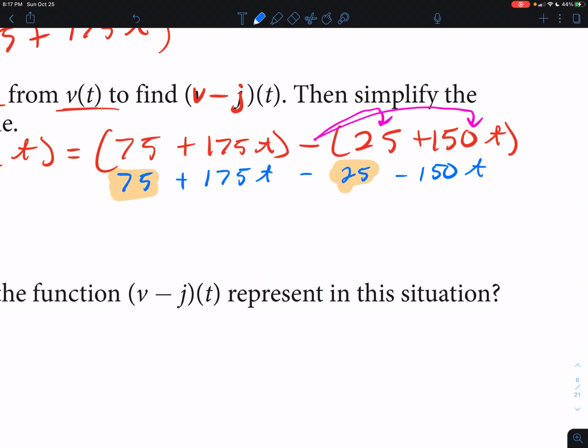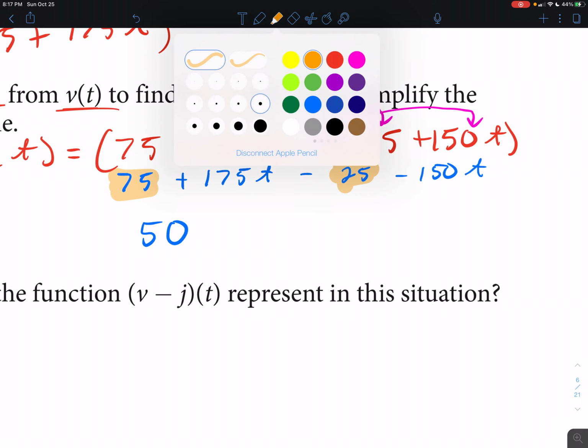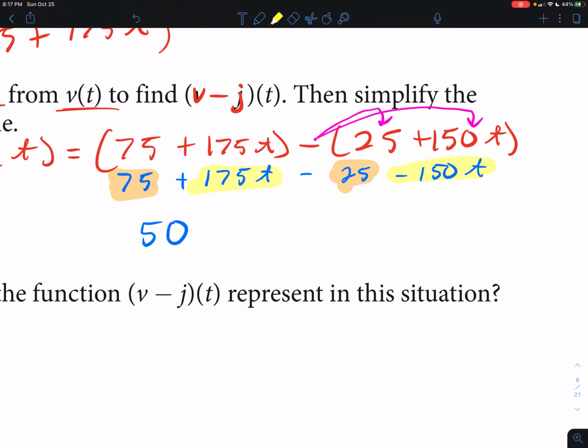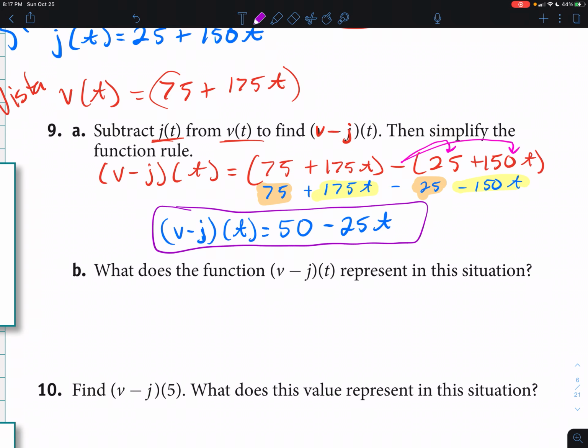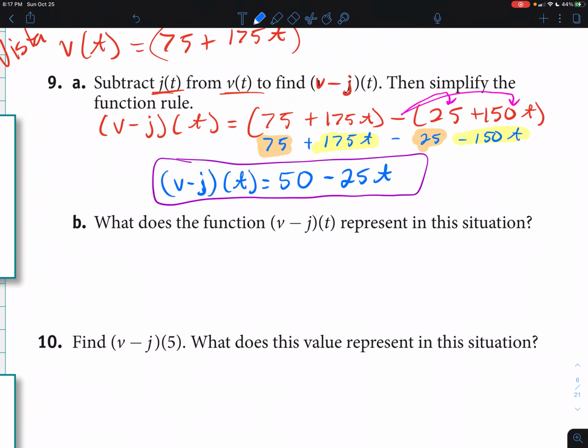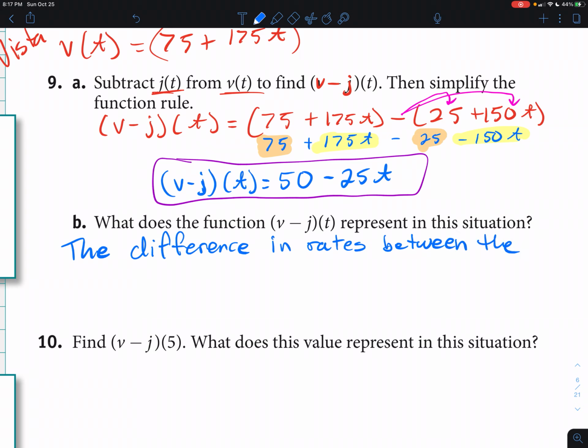75 minus 25 gives us 50. And then 175T minus 150T is going to give us 25T. So the difference in what they charge, V minus J of T, that function rule is 50 plus 25T. What does this represent in this situation? Well, it represents the difference in rates between the two companies.